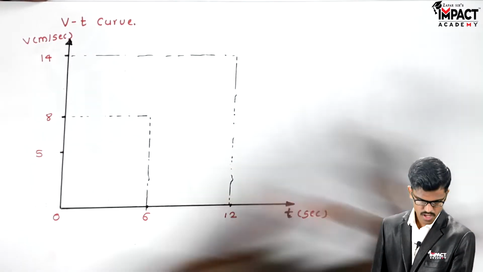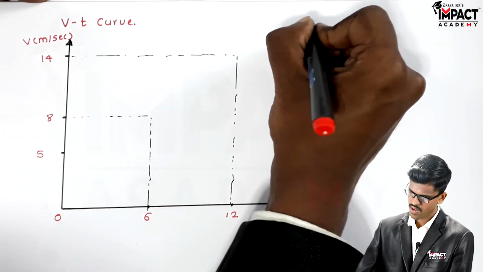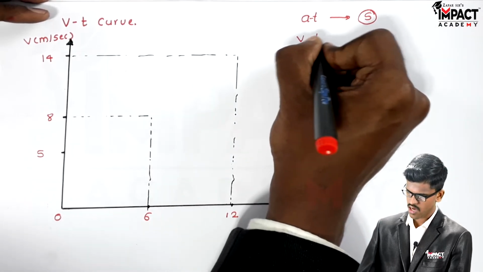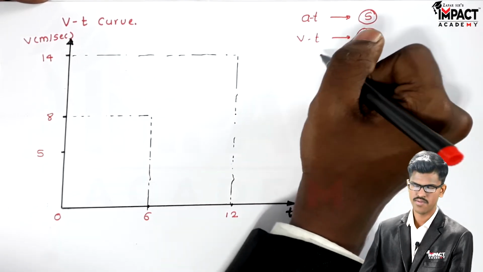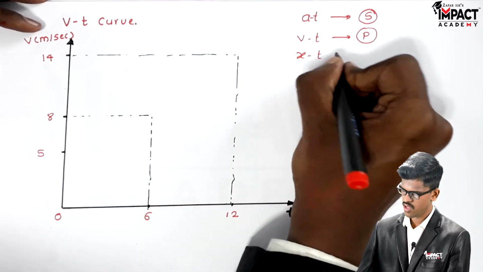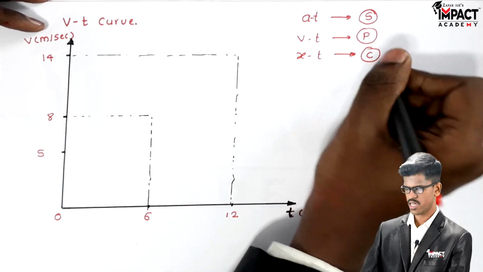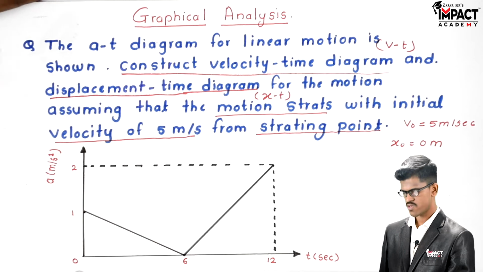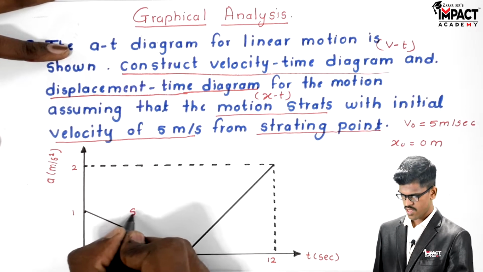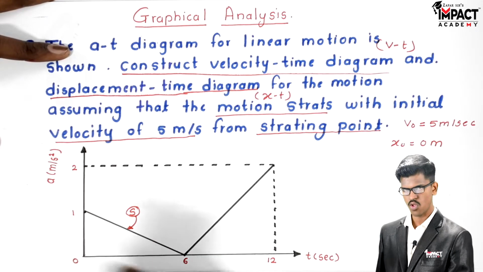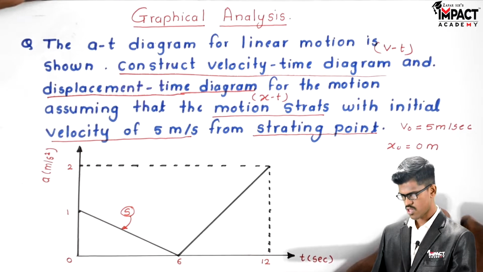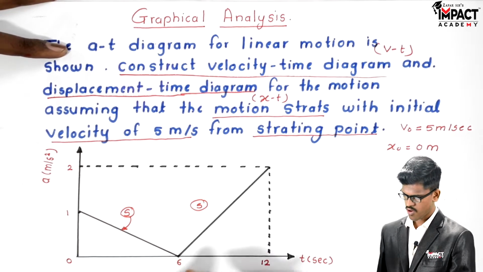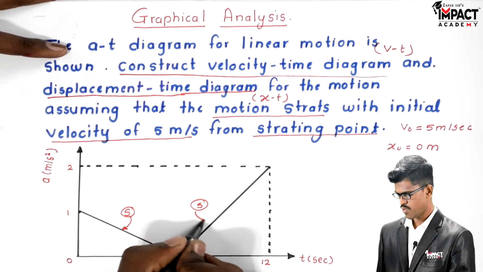Okay. So we know if the at curve is a straight line, then the vt curve will be parabola in nature and the xt curve will be cubic in nature. So here, for the motion from 0 to 6, the at curve is a straight line with negative constant slope. And for the time interval 6 to 12, it is a positive constant.